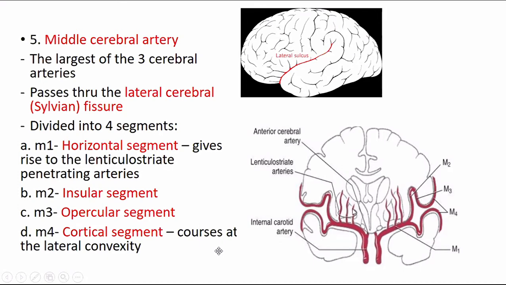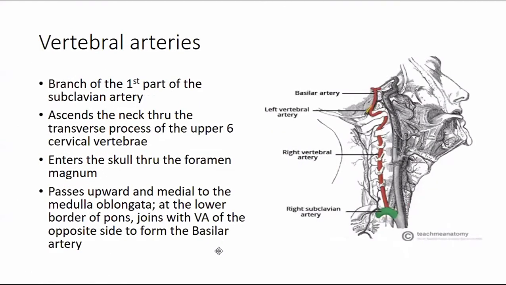Okay. So the lenticulostriate arteries, we will encounter this later also. Next, we go to the vertebral arteries. We are done with the internal carotid arteries now. The vertebral arteries are a branch of the first part of the subclavian artery. It ascends the neck through the transverse processes of the upper 6 cervical vertebrae.